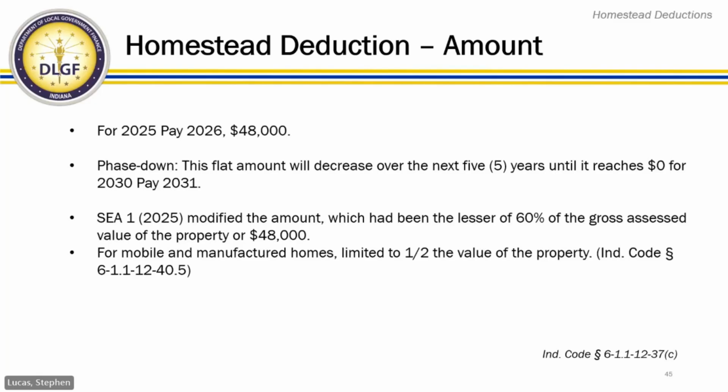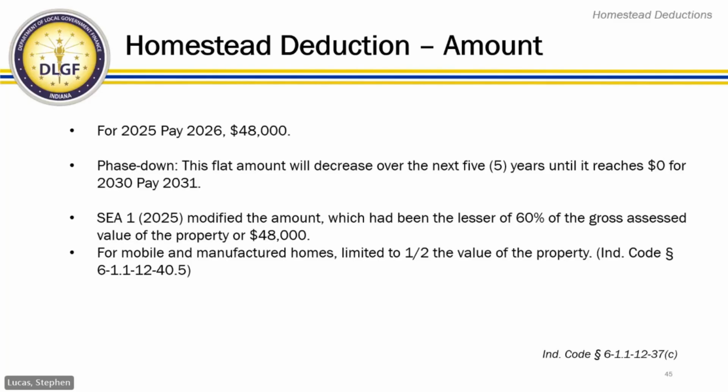So up until pay 26, the amount was the lesser of $48,000 or 60%. For pay 26, as a result of Senate Enrolled Act 1 from this past session, the amount of the deduction is $48,000. I want to make a few notes on this, however. First, this is a flat amount. That lesser of $48,000 or 60% that I just mentioned is no longer the case for pay 26. It is just a flat amount of $48,000.